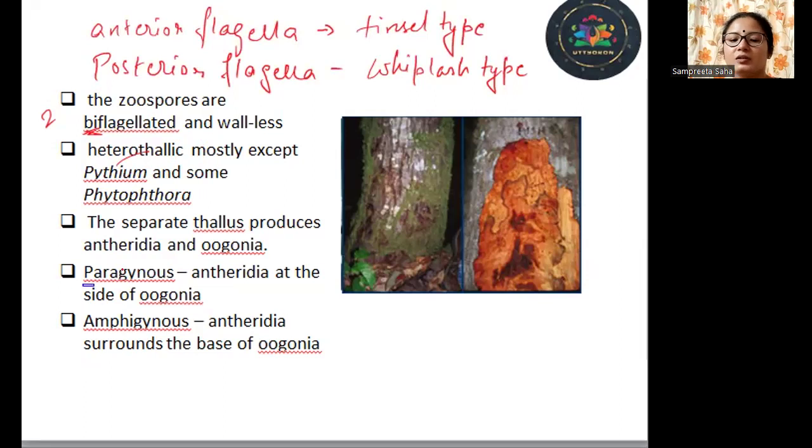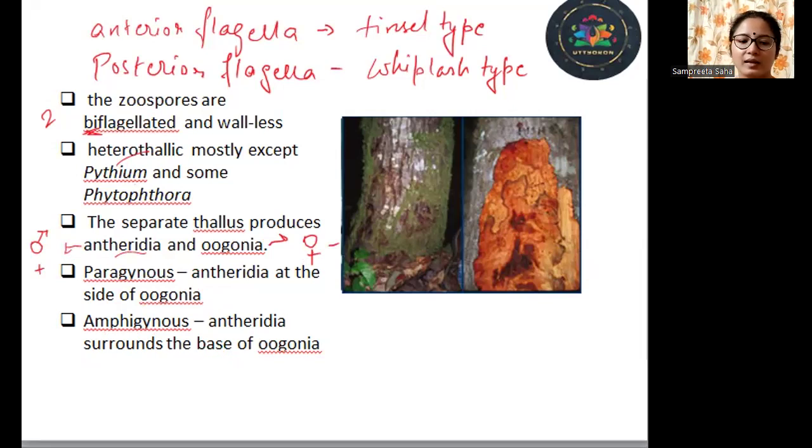Separate thallus produces antheridia and oogonia. So this antheridium is the male or positive and the oogonia is the female or negative. Okay. Paragynous. What is the paragynous condition? When antheridia is present at the side of the oogonia. And amphigynous condition is when the antheridia surrounds the base of the oogonia.